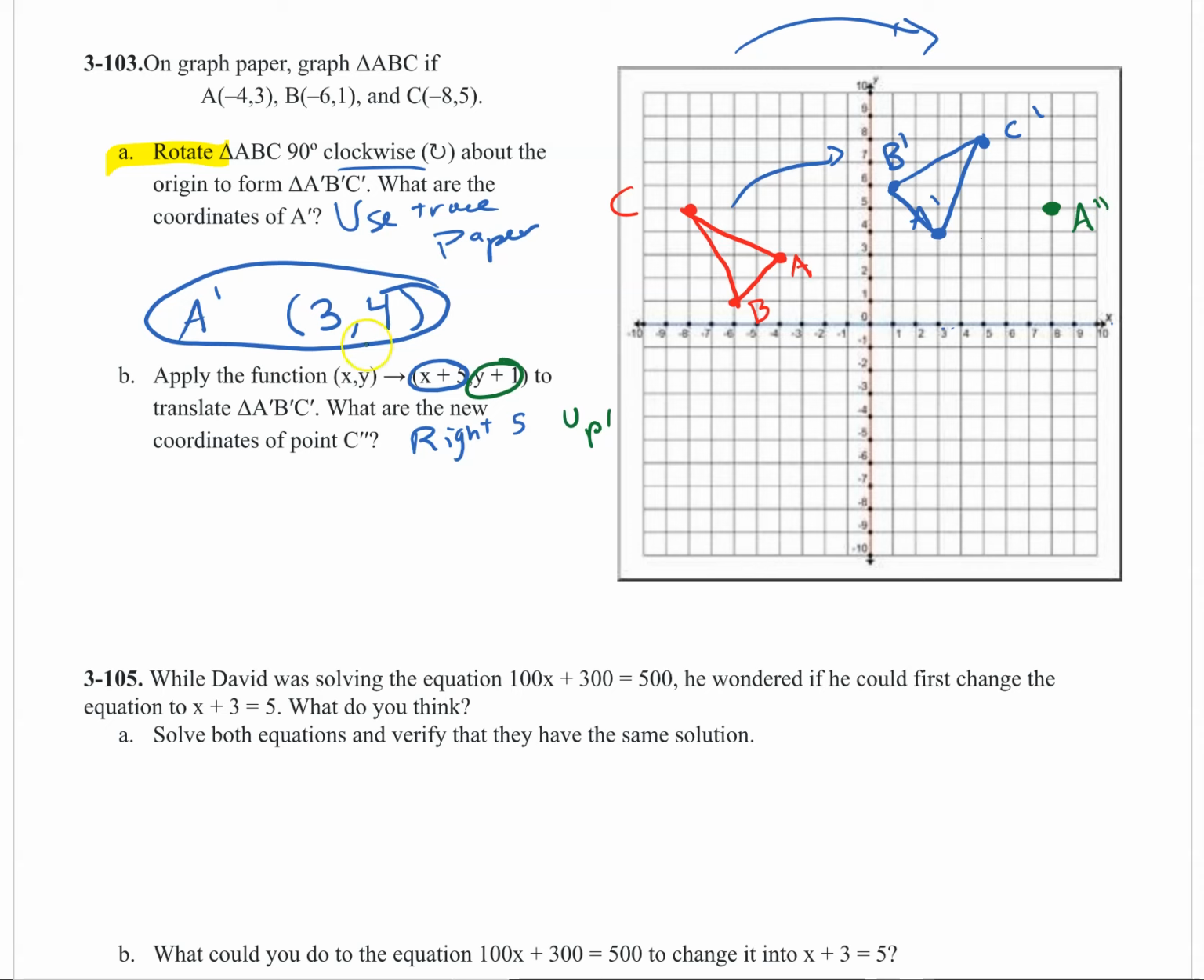Alternatively, if we take these coordinates and then we write the image, you can get the image by adding 5 to x. So 3 plus 5 is 8, comma, and then you take the y coordinate and you add 1 to it. So 4 gets added by 1 and it's 5. So that's an alternate solution. You can see that it matches. This is 8, 5, and it matches what I found here.